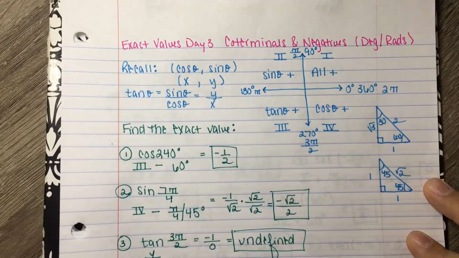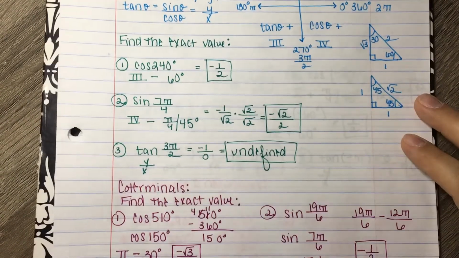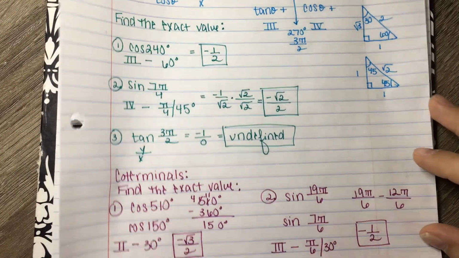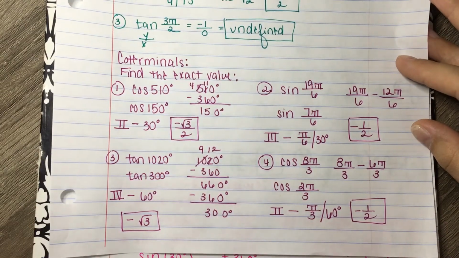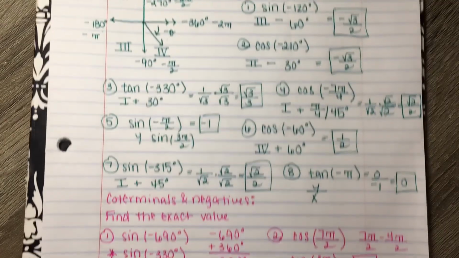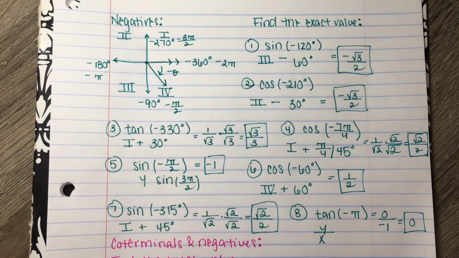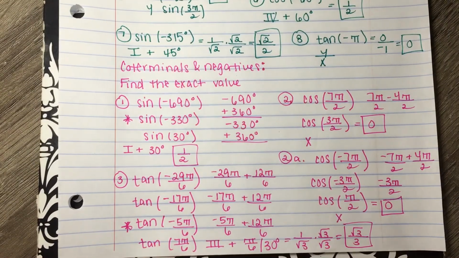In this video, we went over coterminal and negatives. We quickly reviewed some exact values from 0 to 360 degrees from a previous video. Then we did some more coterminals that we also did in a previous video. We, for the first time, saw negative angles where we just went in the opposite direction, and then we put coterminal and negative angles together.